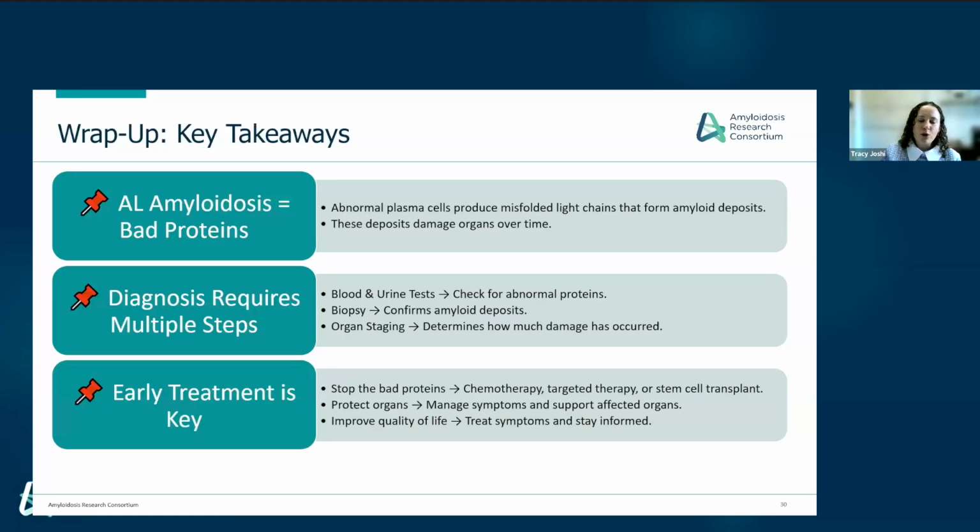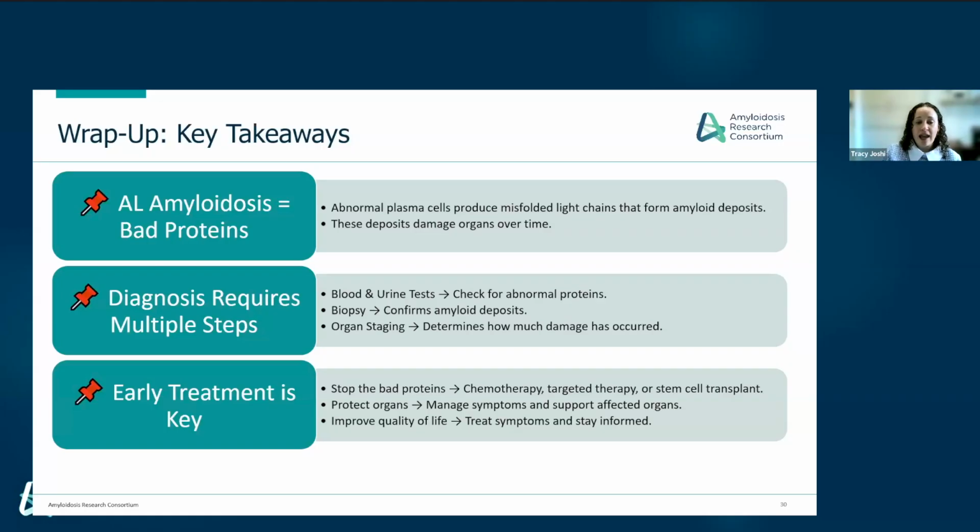Now, why do early diagnosis and treatment matter? Because stopping the bad proteins early helps protect the organs and slow the progression of the disease. Treatments like chemotherapy or targeted therapy and stem cell transplant work to stop the plasma cells from making the amyloid proteins. Supportive care helps manage the symptoms and improve quality of life.